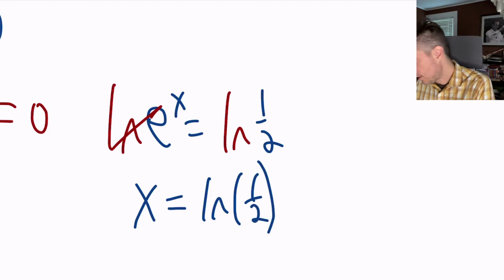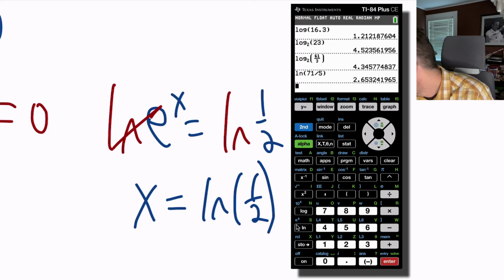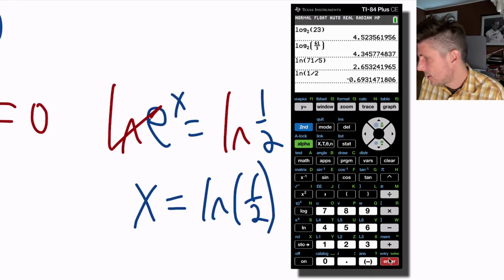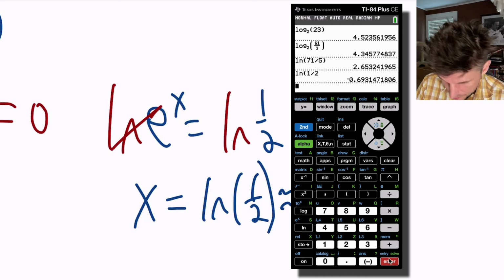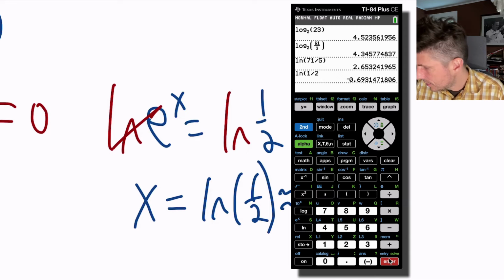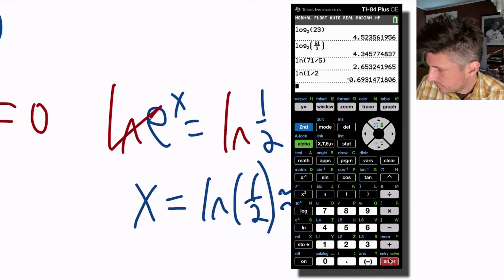Plug that into our calculator. So here we go, ln 1 divided by 2, and that's negative. Yes, logs can equal negative numbers. Negative 0.969.